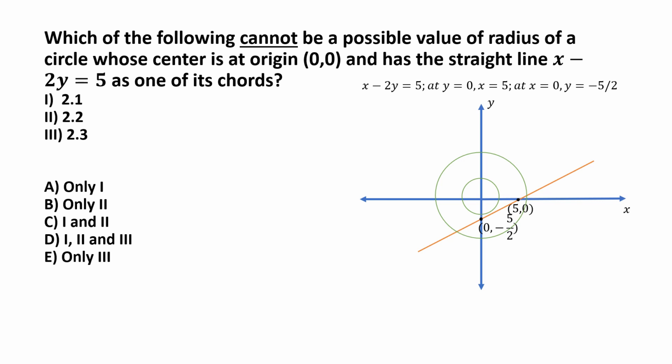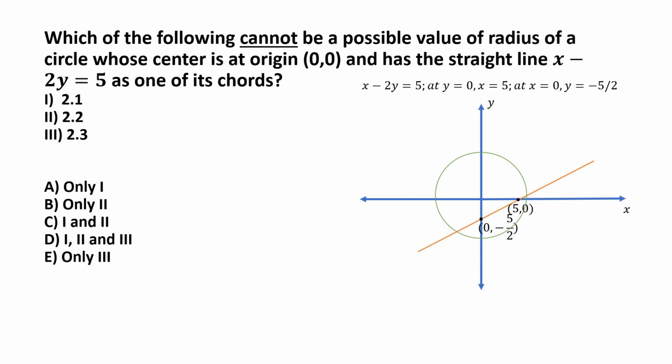So it seems from what we have so far that there is a limit to how small the radius of the circle can be, because if it's smaller than a certain limit, then this line that we have in orange, which is our given line x minus 2y equal to 5, would not be a chord of that circle. So with that understanding, we can now proceed to solve the problem.